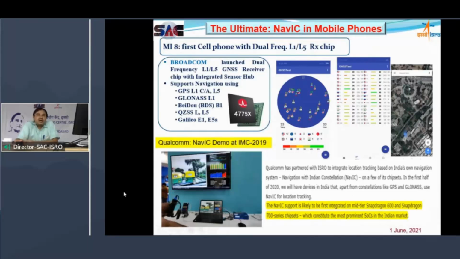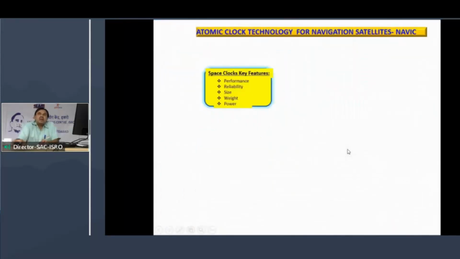So we are now working with various mobile manufacturers like Samsung, Xiaomi, and others. Right now NAVIC is available in high-end mobile systems, but our plan is that it comes in low-end mobile systems also, so that a cheaper mobile will also contain our NAVIC system. Then people will automatically start using NAVIC along with GPS.